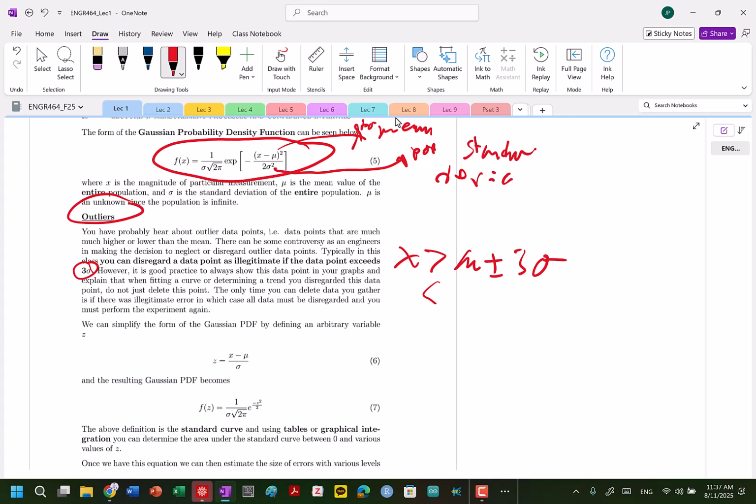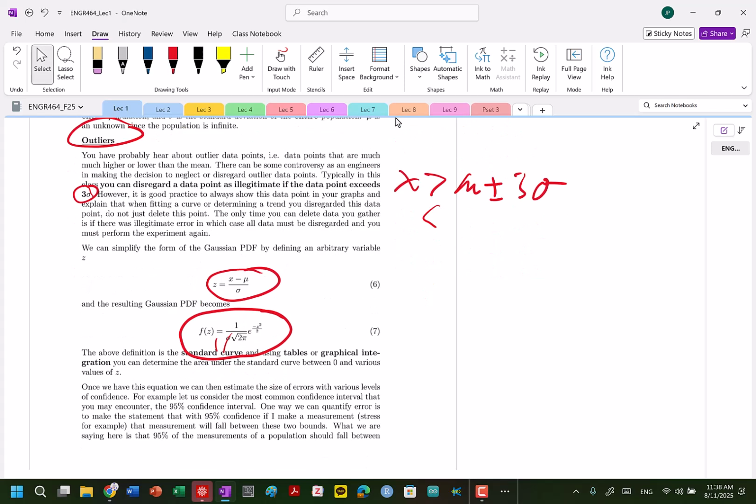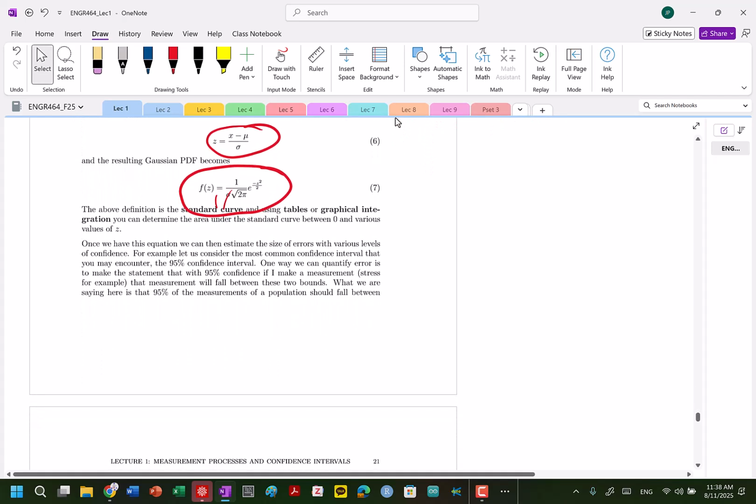Now, we just mentioned that we never really know the population mean or the standard deviation. One of the ways that we can simplify this function so we don't have to plug that in each time is by defining a dimensionless variable, an arbitrary variable z, and plugging that into this equation here. We can set sigma as 1 if we're just looking at the standard Gaussian. And this is going to be the Gaussian, the PDF, that we're going to use and analyze in order to find those probabilities or those confidence intervals.